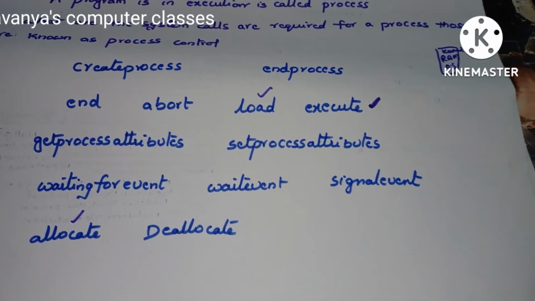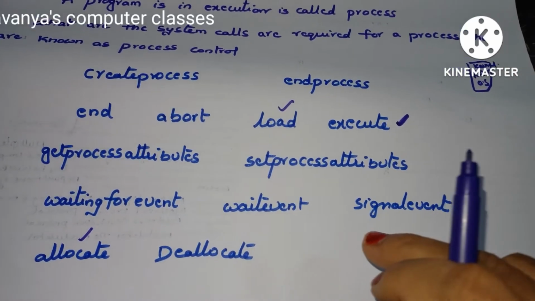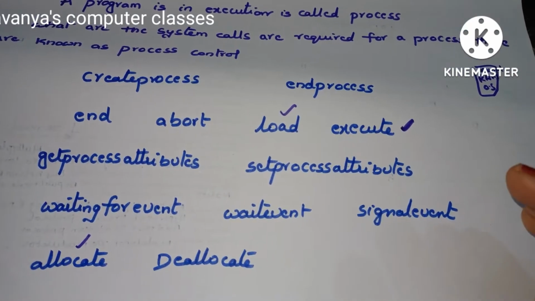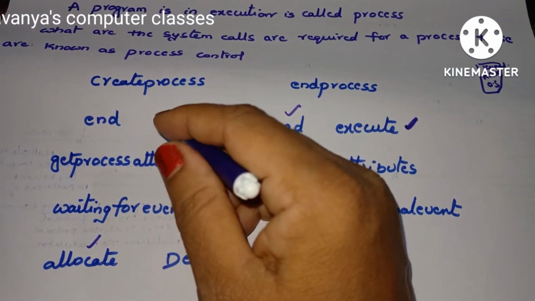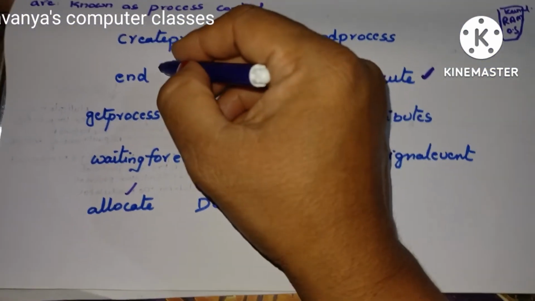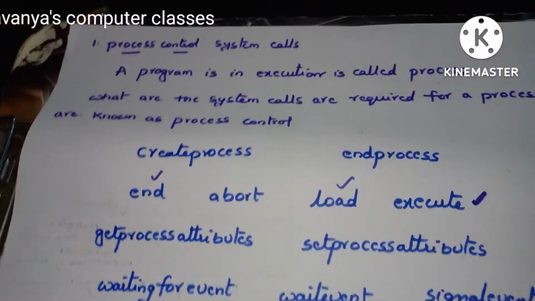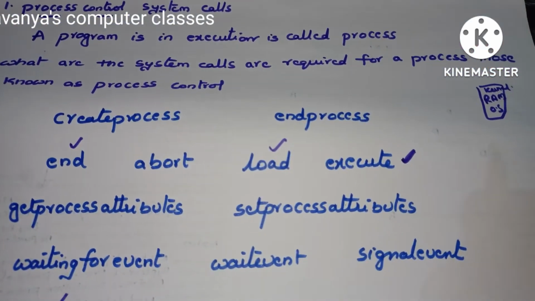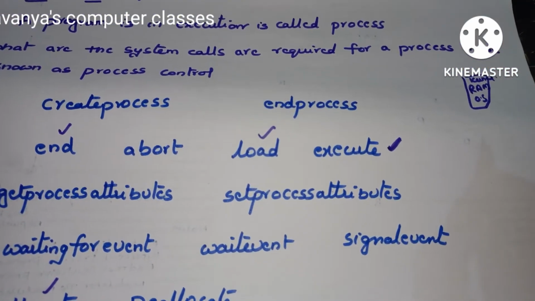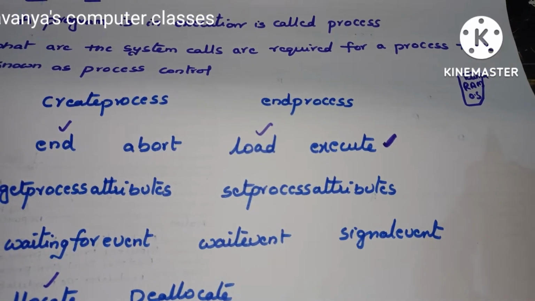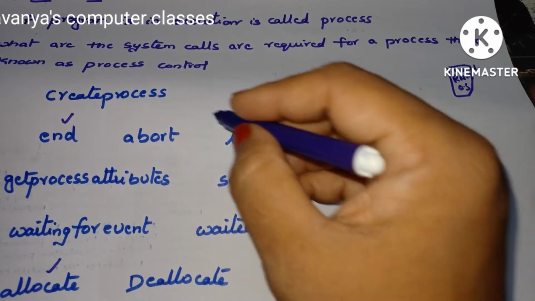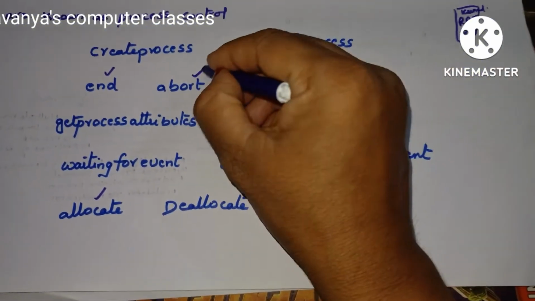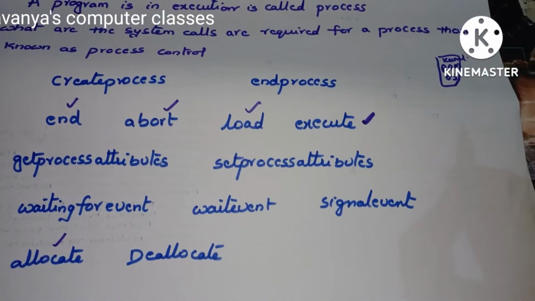Once execution is started, it may either complete successfully or sometimes end abnormally. If it is successfully completed and the program is over, then to end the process we need the end system call. If it is unsuccessfully completed, that means we terminate the program in the middle. For that we need one system call, called abort.